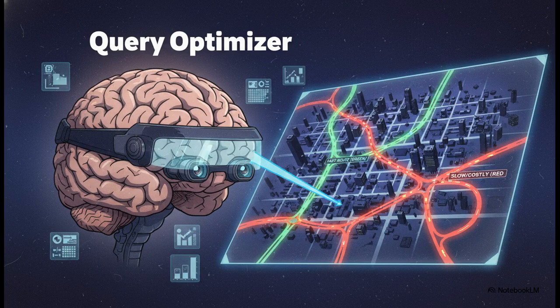So here's the big takeaway. Keeping these database statistics current is exactly like giving our pizza dispatcher a live, up-to-the-minute traffic map. When the map is accurate, the optimizer can dodge the traffic jams and always find the fastest route. When it's not, you get those awful, slow queries that just bring your whole app to a crawl.